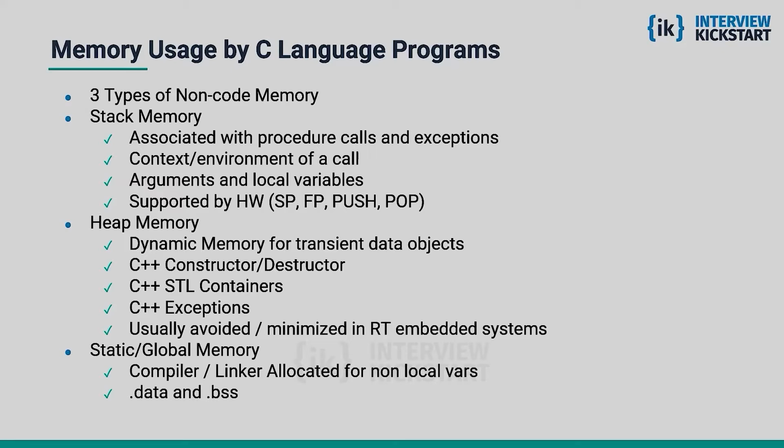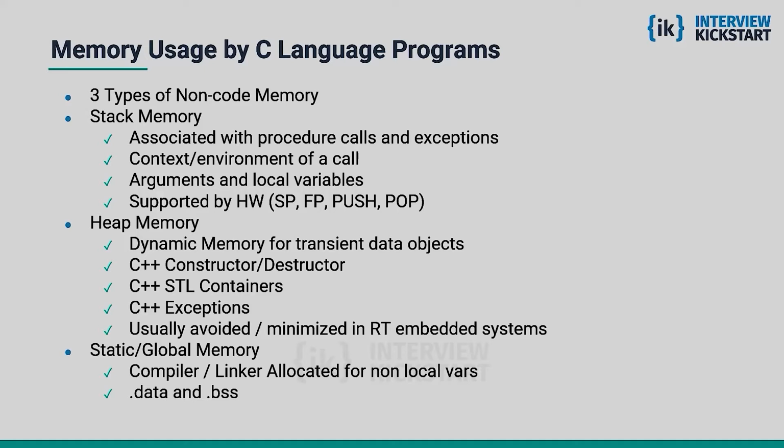So such variables, the static and global variables, are determined and allocated by the compiler. It's not supported by the hardware, but it is allocated by the compiler and mapped to .data or .bss memory regions by the linker. So unlike stack, it is not supported by the hardware. Unlike heap, it is not implemented through runtime library, but it is directly managed by the compiler in conjunction with the linker. Now we talked about .data and .bss.